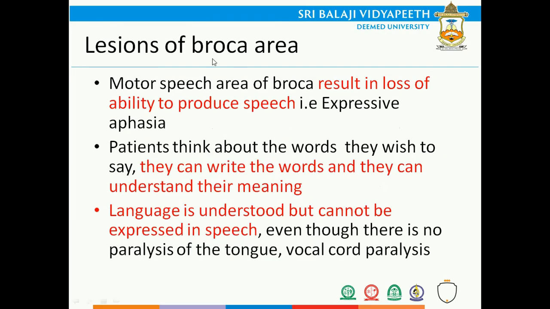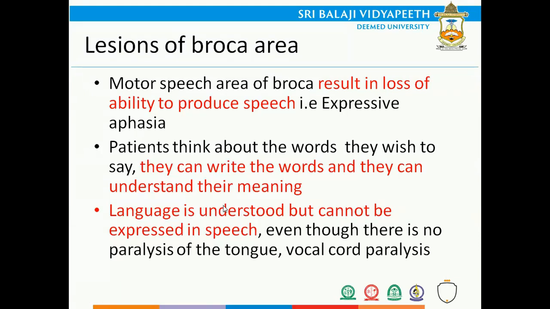Coming to lesions of Broca's area, a lesion of the motor speech area of Broca results in loss of the ability to produce speech, called expressive aphasia, and patients think about the words. They wish to talk but they cannot. There is no problem with the laryngeal muscles, the pharyngeal muscles, the tongue or any external problem. There is only a problem with expression.